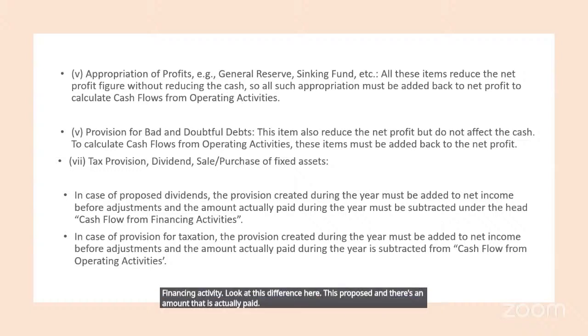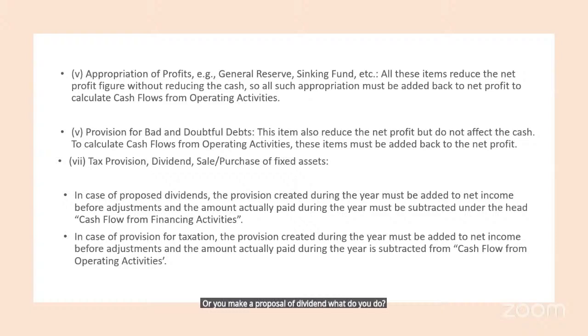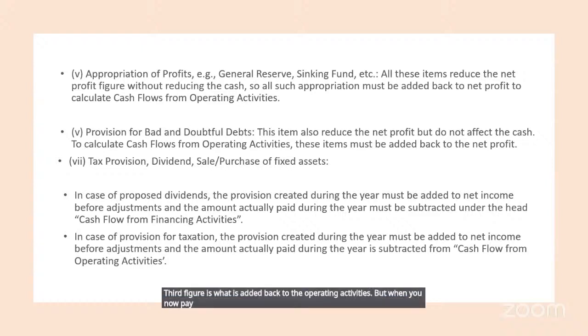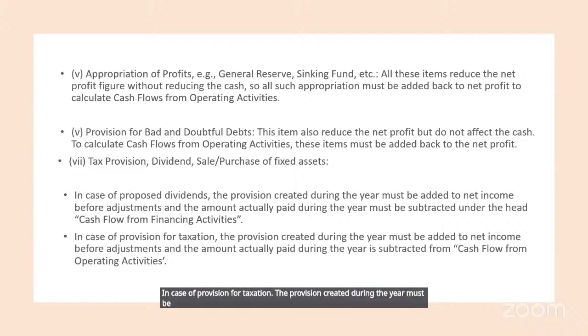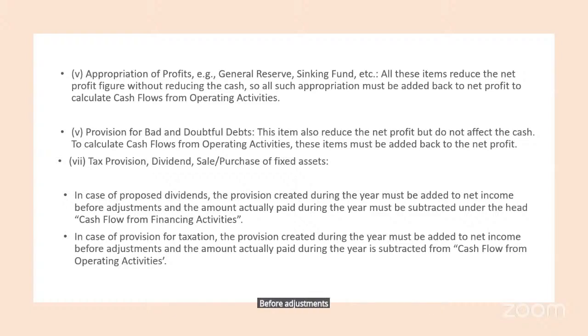When you make a proposal of dividend, that figure is added back to the operating activities. But when you now pay, whatever you pay, that figure is treated under the cash flow from financing activities. In the case of provision for taxation, the provision created during the year must be added to the net profit or to net income before adjustments, and the amount actually paid during the year is subtracted from cash flow from operating activities.